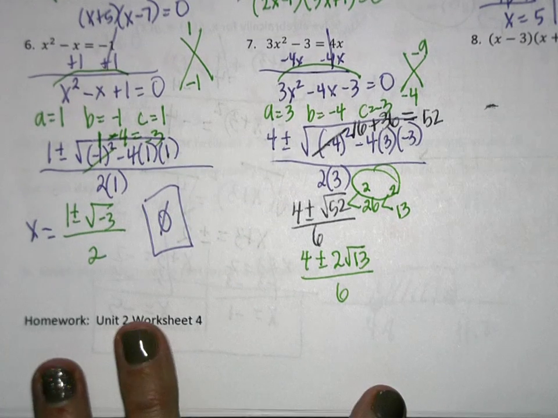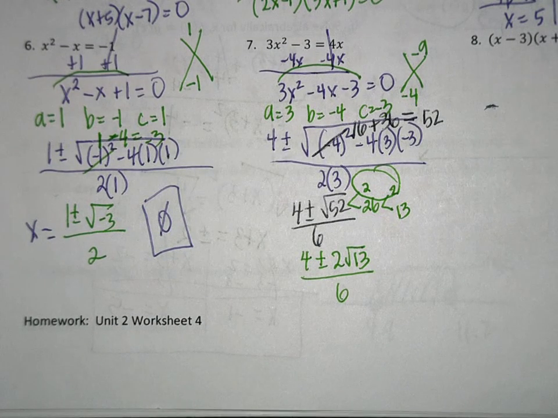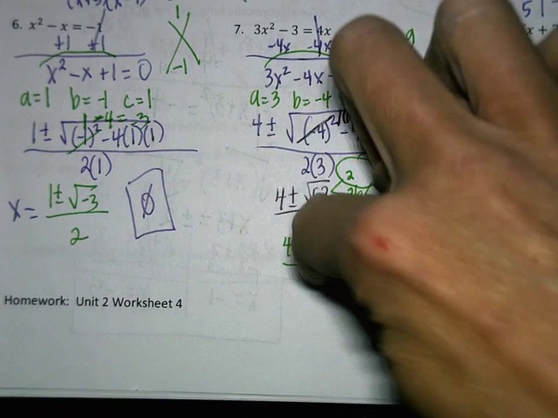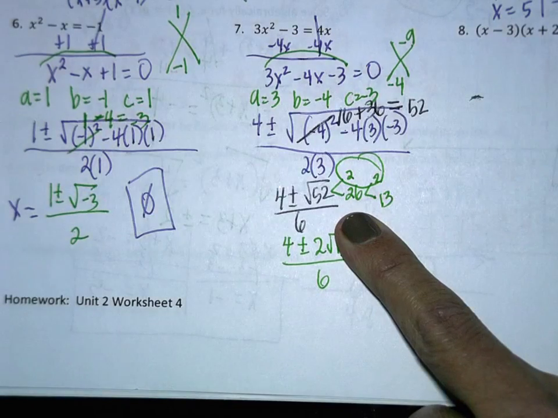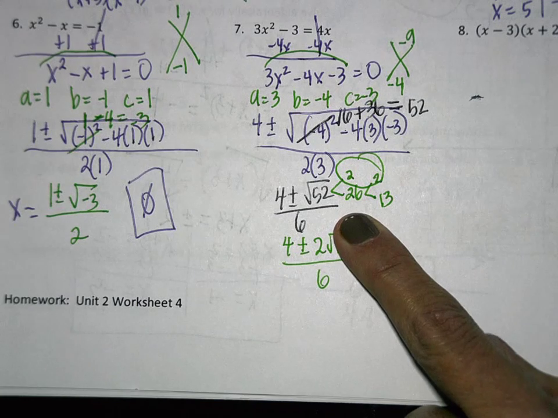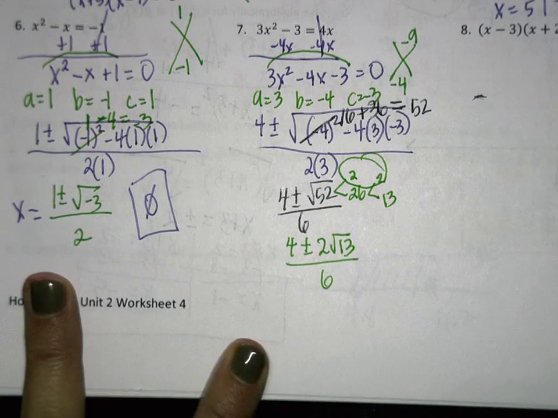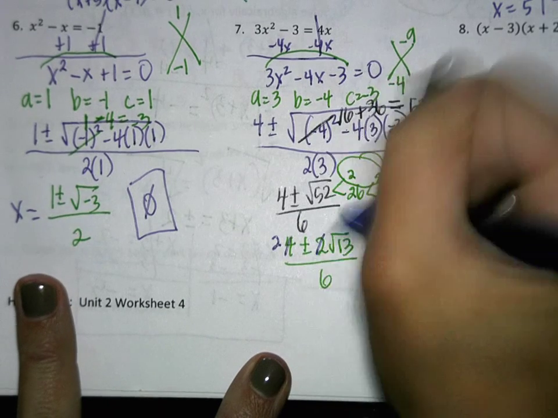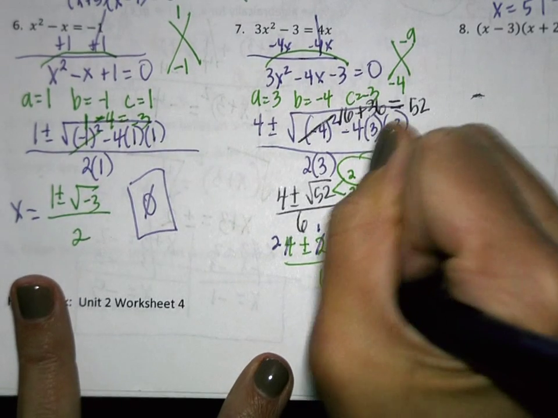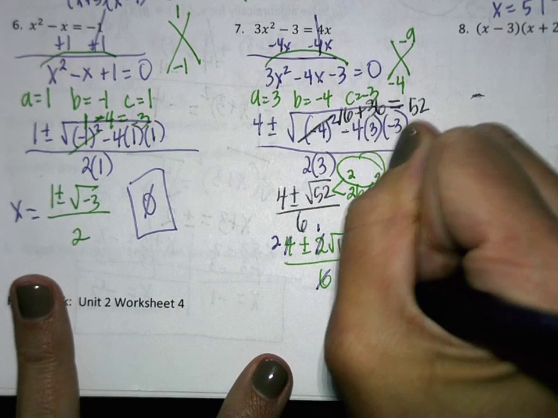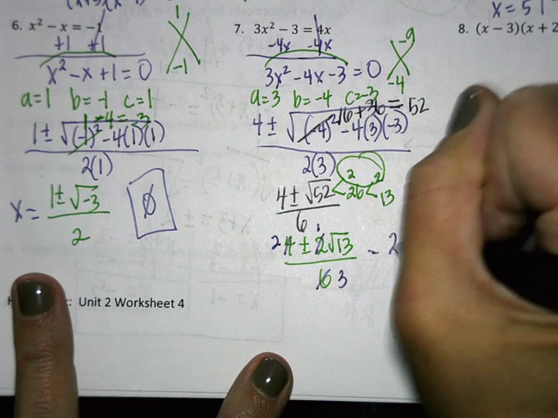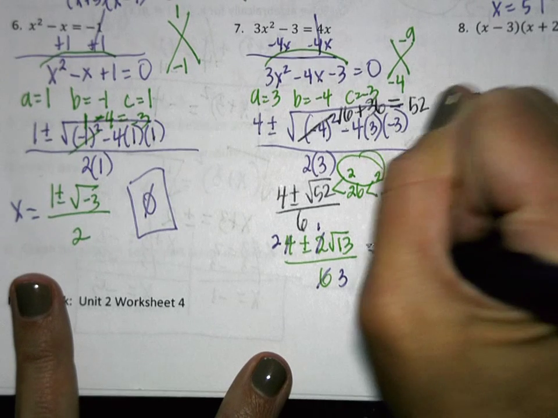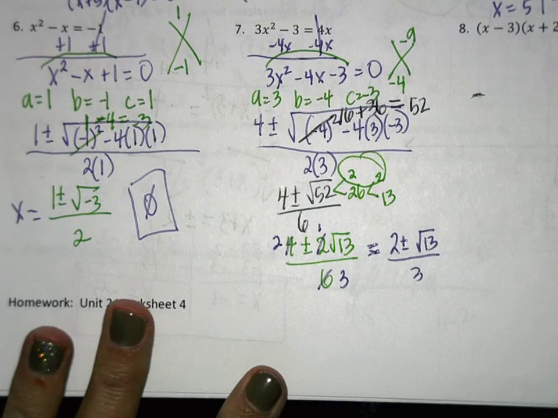You can reduce these numbers if all of the numbers, including the one outside of the root, are divisible by the same number. Can all those be reduced by the same number? Yeah, what number? 2. So 4 divided by 2 is 2, 2 divided by 2 becomes 1, and 6 divided by 2 is 3. And so the actual answer is 2 plus or minus root 13 all over 3. Could you put 1 root 13? Yes, but you don't have to have the 1.